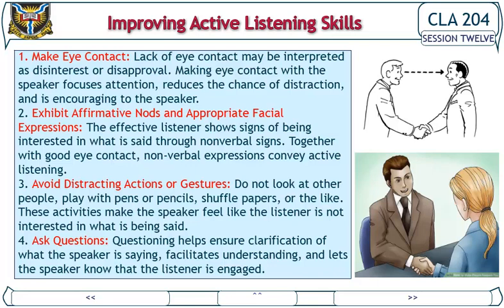3. Avoid distracting actions or gestures. Do not look at other people, play with pens or pencils, shuffle papers, or the like. These activities make the speaker feel like the listener is not interested in what is being said. 4. Ask questions. Questioning helps ensure clarification of what the speaker is saying, facilitates understanding, and lets the speaker know that the listener is engaged.